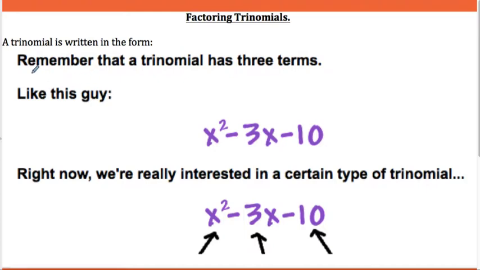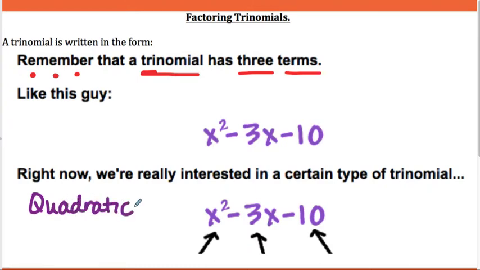Let's just recall from the previous section that a trinomial, and I see the word tri in there, has three terms, and tri means three, okay? It has three terms, kind of like this guy, x squared minus 3x minus 10. That's a trinomial. That's actually a very specific type of trinomial that we call quadratic form, okay? So these are the ones that we're interested in.